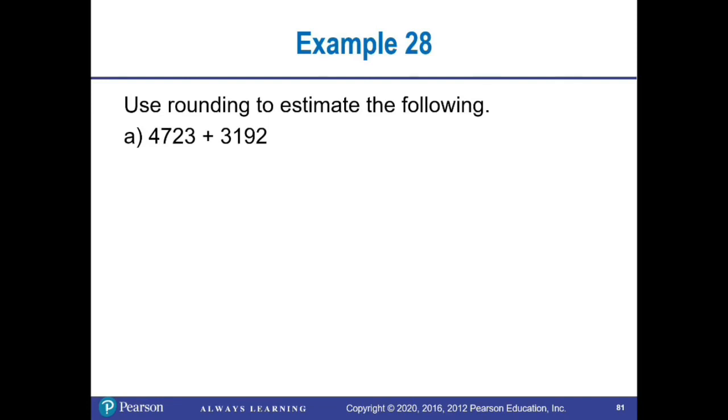4,723, I'm going to round to the nearest thousand. So I'll look to the right of the thousands place, that's a 7. This is 5 or greater. So the thousands place rounds up to 5,000.